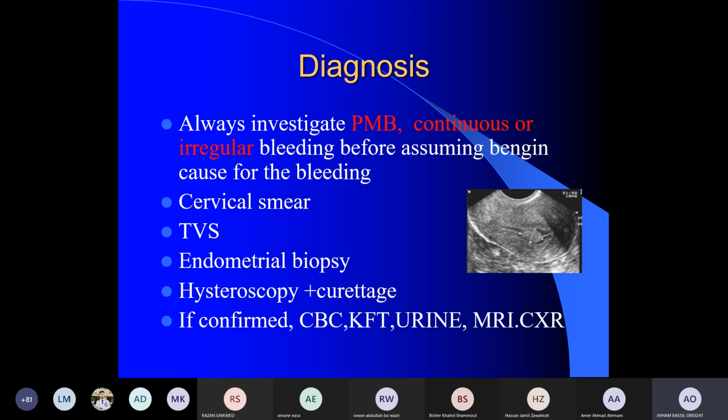And then we send the pathology, and if that confirmed endometrial carcinoma, then we have to do a staging investigation, including pelvic MRI and chest X-ray.